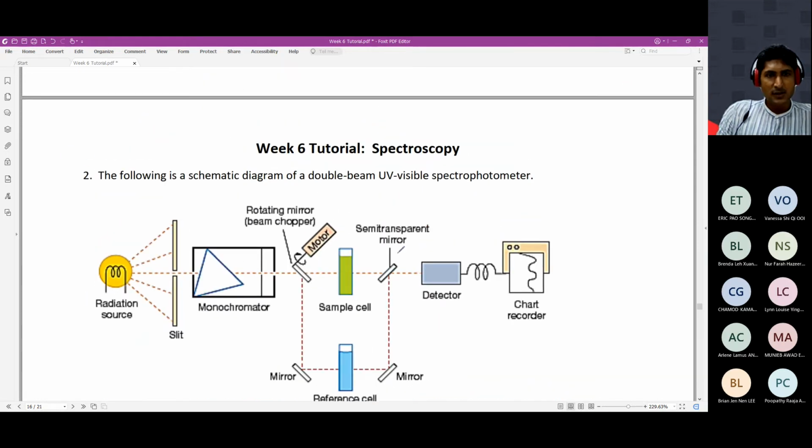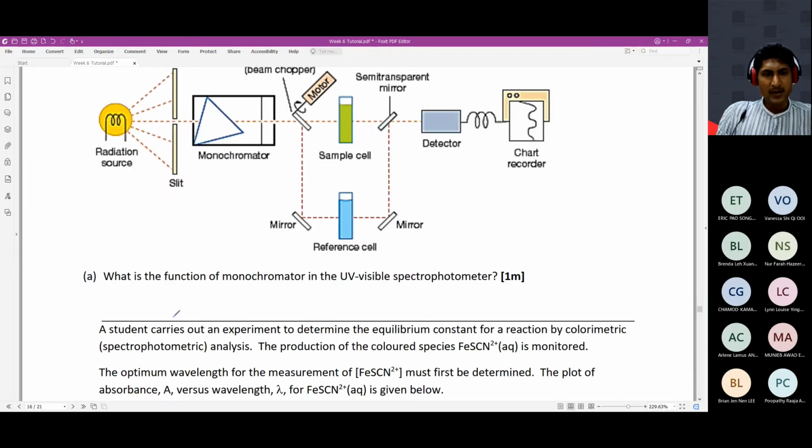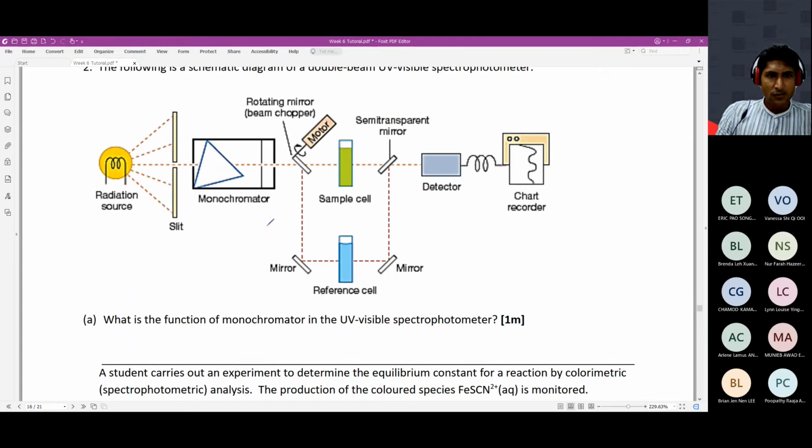Question number 2 says, what is the function of a monochromator? Right? So what is the function of a monochromator? This is the monochromator. This is a prism. This is a prism. Have you seen a prism? Anyone? Yes. Very colorful.